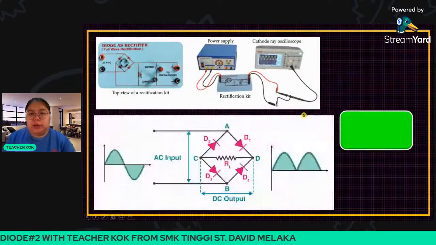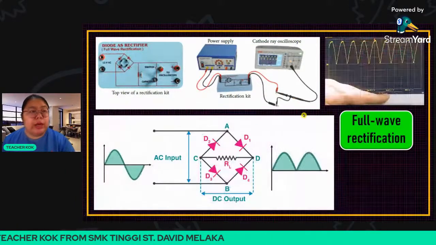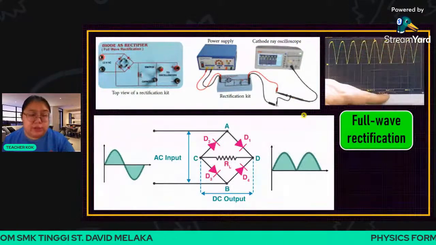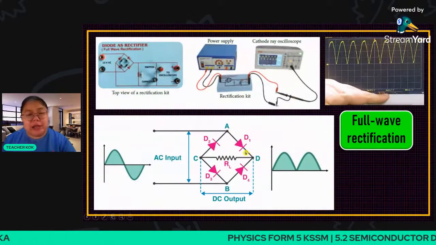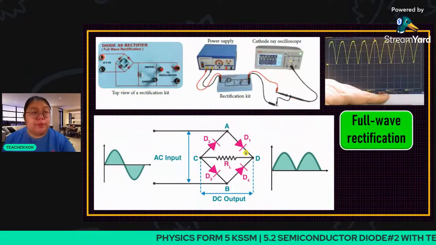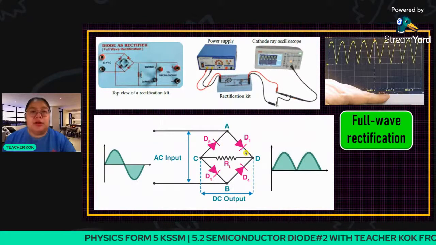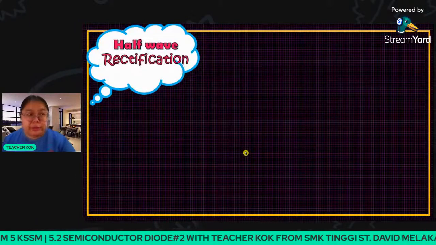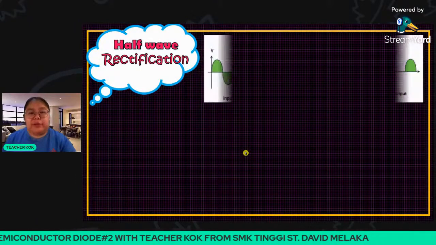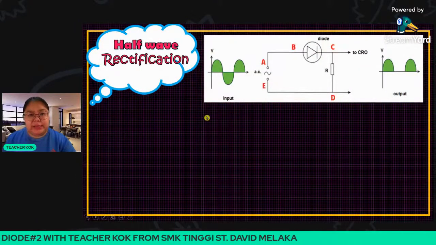Okay, so I show again. This one is full wave rectification. Later I will explain how the current runs through the bridge rectifier. Now we go through one by one. Half wave first. Half wave rectification, the situation is like this.